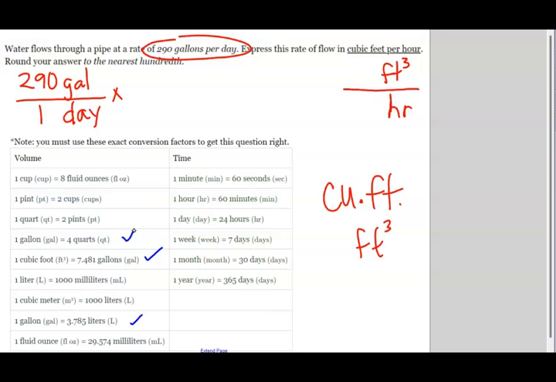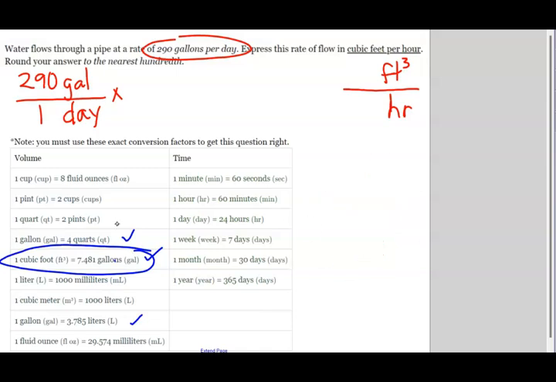So let's see if we can find cubic feet. So this is cubic feet. Oh, that's perfect. I want to go from gallons to cubic feet. So this is the winner. Awesome. All right, that's going to be the one we're going to use.